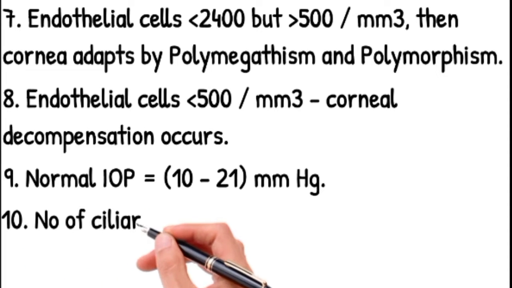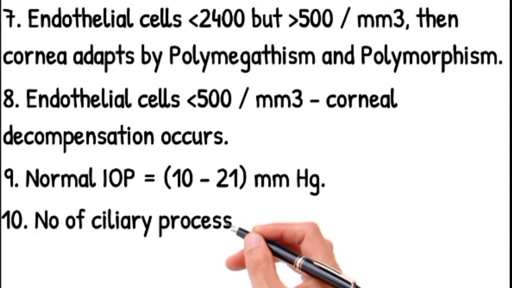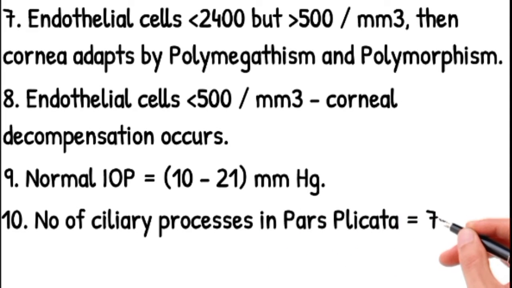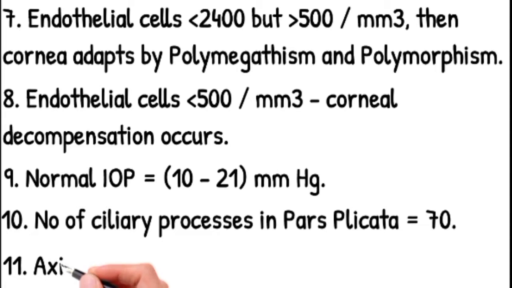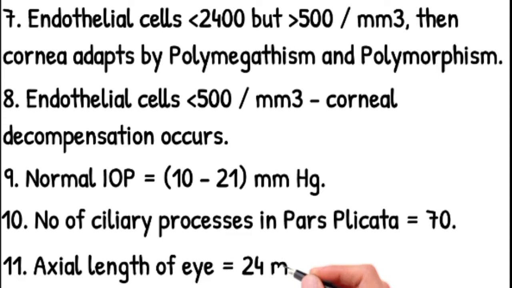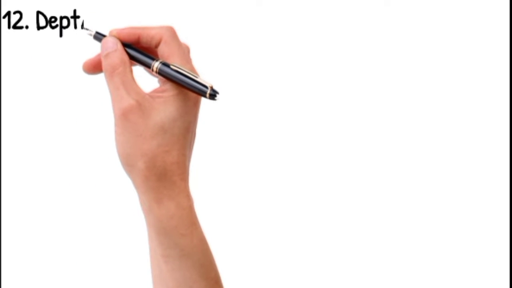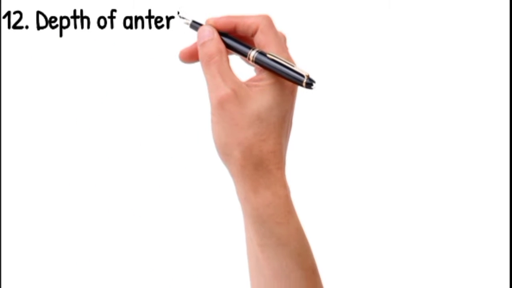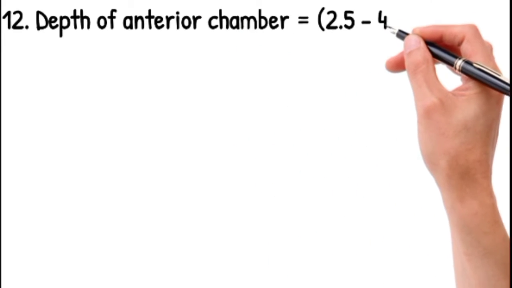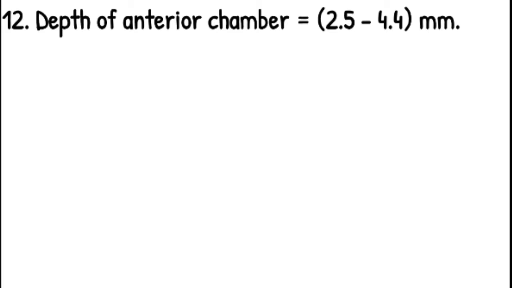10. Number of ciliary processes in pars plicata is equal to 70. 11. Axial length of eyeball is equal to 24 millimeters. 12. Depth of anterior chamber is equal to 2.5 to 4.4 millimeters.